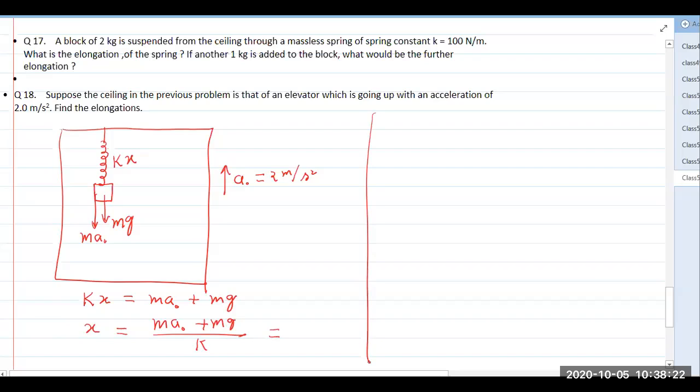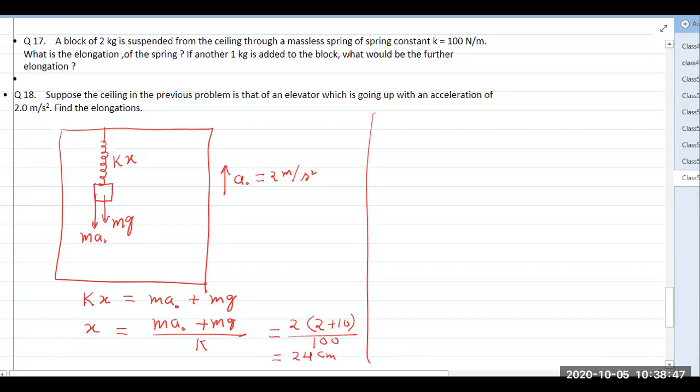So how much is m? m is given 2 kg, a is 2, g is 10, divided by 100. So it will be 12 into 2, so 24. 24 by 100 means 24 centimeter we are getting in the first case.